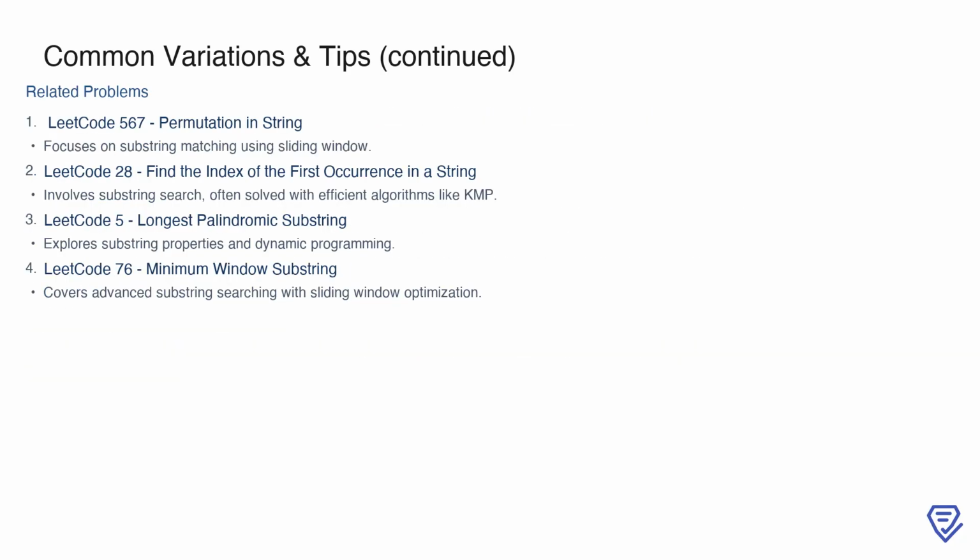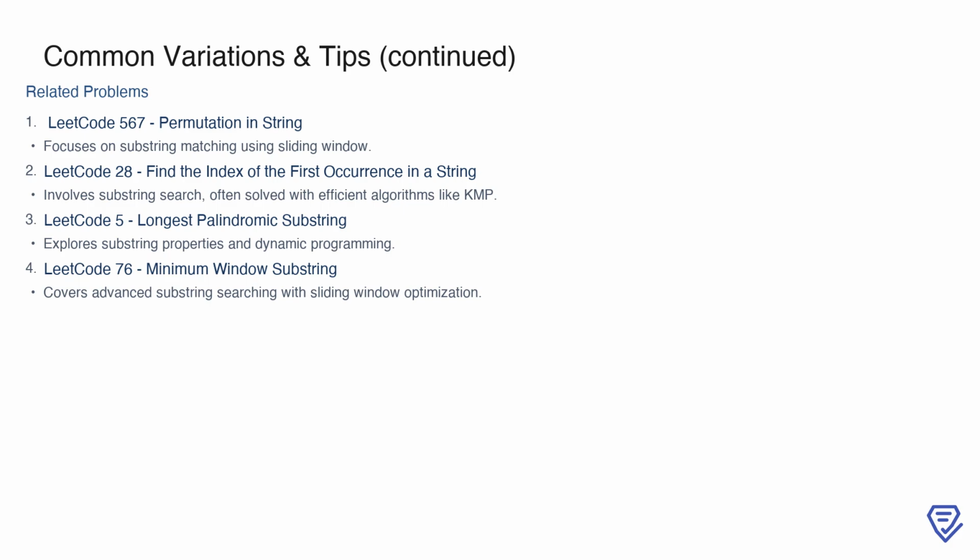To deepen your understanding, it's helpful to explore related problems. For instance, LeetCode 567, Permutation in String, focuses on substring matching using the sliding window technique, which is a commonly applicable strategy. Similarly, LeetCode 28, Find the Index of the First Occurrence in a String, involves substring search and is often tackled with efficient algorithms like the Knuth-Morris-Pratt algorithm.